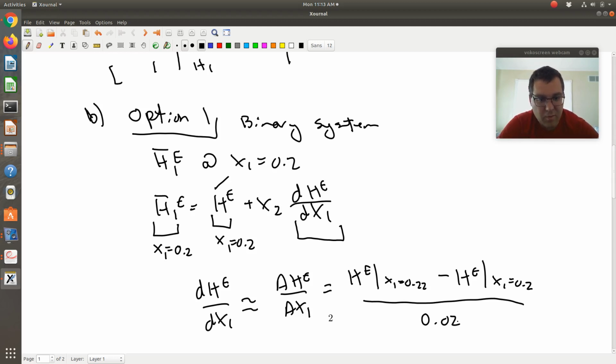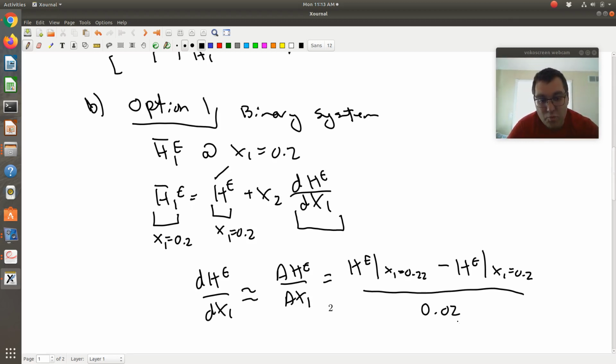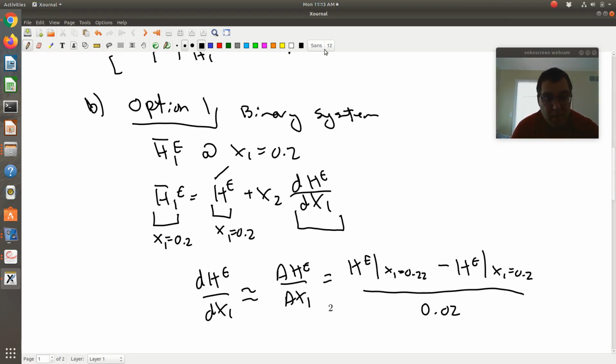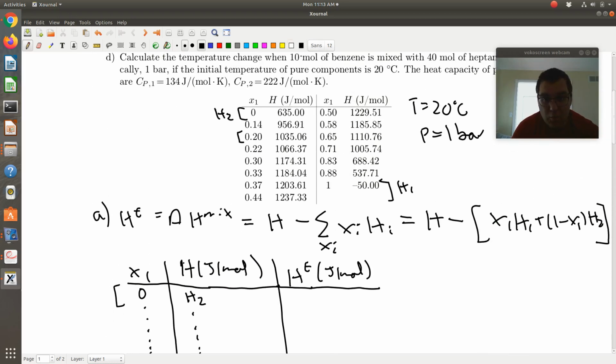So it's just x1 at 0.22 minus x1 at 0.2, which is 0.02. And if we were to assume that HE is linear over this region, then that would be a reasonable estimate of the derivative at 0.22. Backward finite difference would have been HE at 0.2 minus the value at 0.14, with the denominator being this x1 minus that x1. So you could have gone backwards.